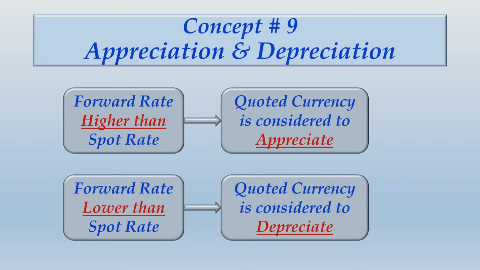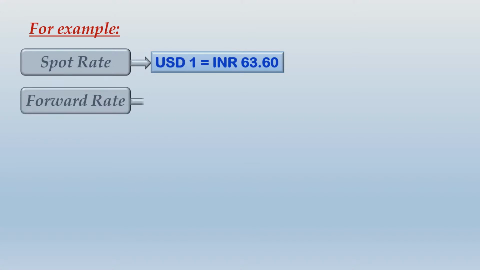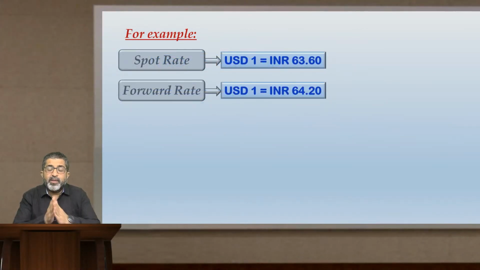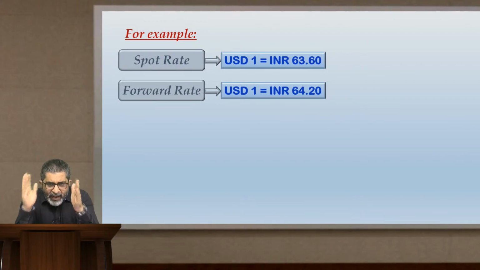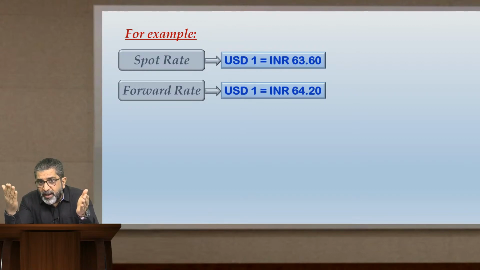Alright friends, once you have taken note of this, let me take you ahead and give you an example. Spot rate is USD 1 equals INR 63.6. Forward rate is USD 1 equals INR 64.20. How would you interpret this particular situation? At the spot, 1 unit of USD is quoted as INR 63.60 and at a forward rate, it is quoted as INR 64.20. The forward rate of USD is greater than its spot rate.